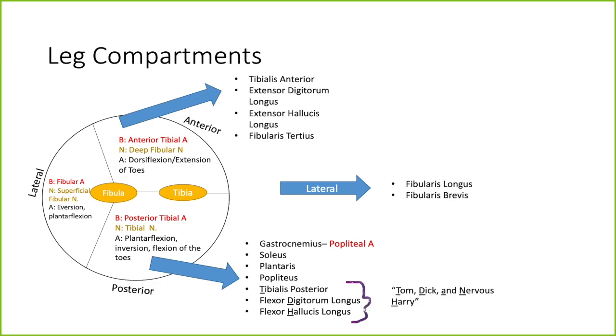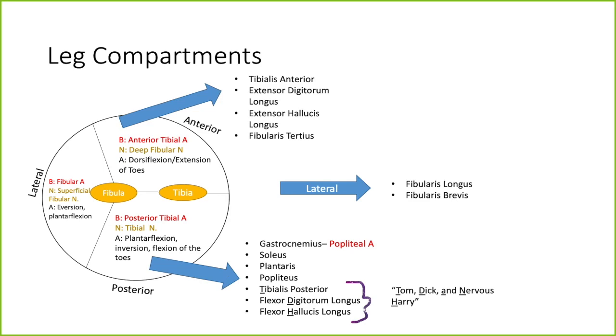Okay, so now we're getting into more compartments. Now we're going to talk about the leg, and this one is where it starts getting kind of confusing. So we're going to start with just talking about the blood supply first. So our anterior compartment is going to be the anterior tibial artery. Posterior is going to be the posterior tibial artery.